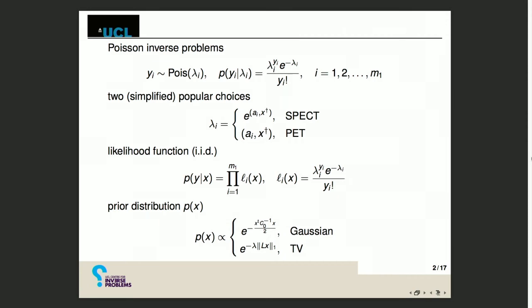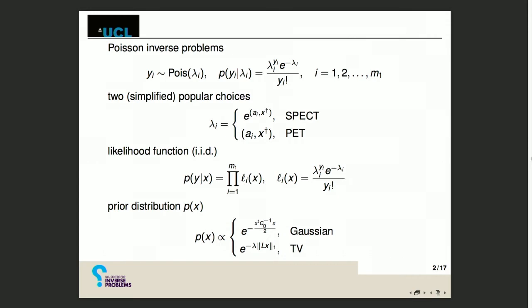It depends on the specific application. Here the Poisson parameter may be related to the unknowns we are interested in in different ways. For example, in SPECT, one simplified model is that we have this exponential over there. And for PET imaging, we have just this inner product directly.